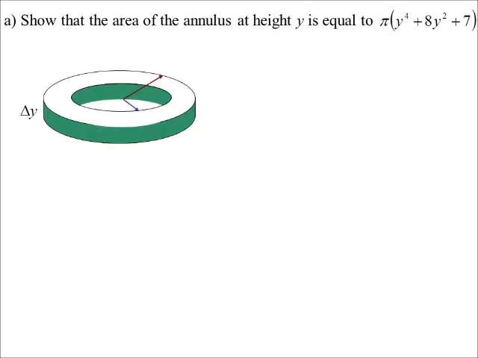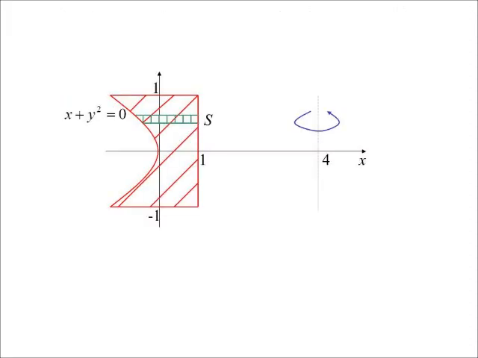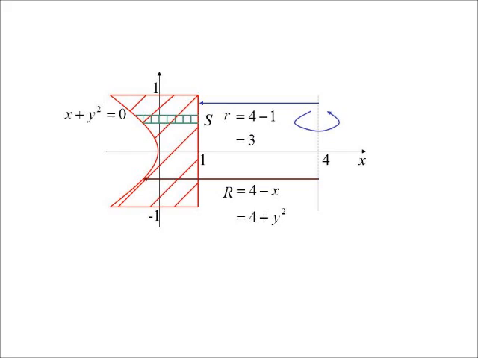I want everything in terms of y. I'm going to have an inside radius and an outside radius. Let's go back to the diagram so I can work that around, because here's where I've got to be careful. Remember, it's around 4 I'm going to. So the inside radius would be going to the straight line y equals 1. And the outside radius would be going to the parabola. So the inside radius is 3. The outside radius will be 4 minus the x value. So it ends up being 4 plus y squared.